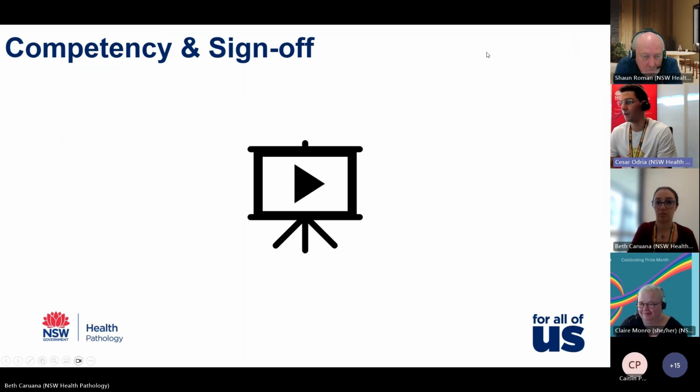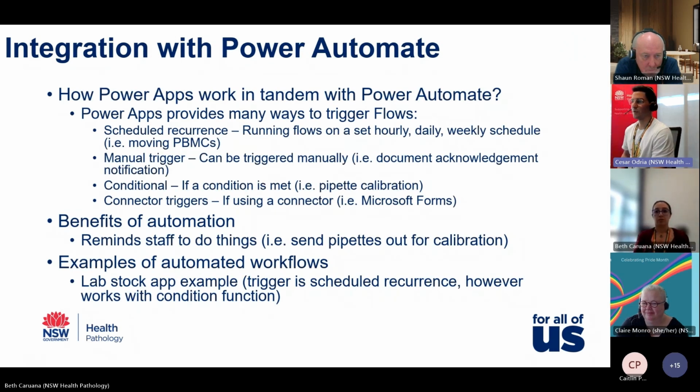Awesome. Moving on, so integration with Power Automate. So how does Power Apps work in tandem with Power Automate? Power Apps provides many ways to trigger flows. So we have scheduled recurrence, so running flows on a set hourly, daily, or weekly schedule. So for example, we have a scheduled flow that triggers every Monday to Friday at around 11 a.m. to remind staff to move our PBMCs from the -80 freezer to the liquid nitrogen tank. Once that's done, we can just tick it and say that's been done.